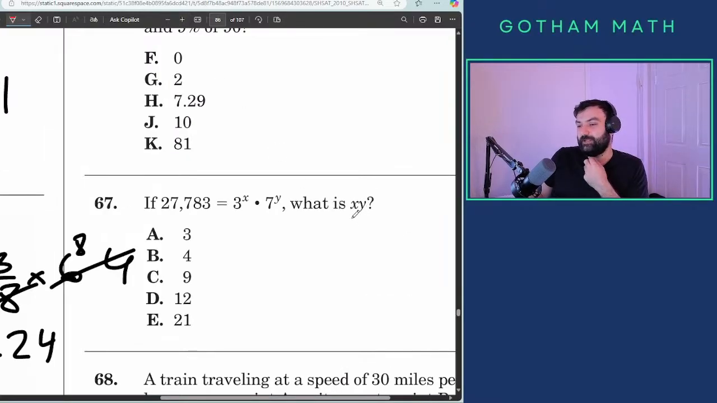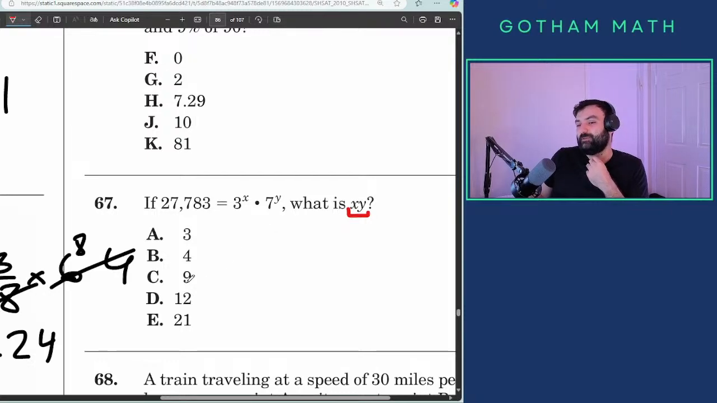What is xy? xy means the product of x and y. So what is this power times this power, right? How would I estimate it? Can it be like 3 and 4 and 2 and 6, something like this? No, 7 to the 6th power is probably huge.